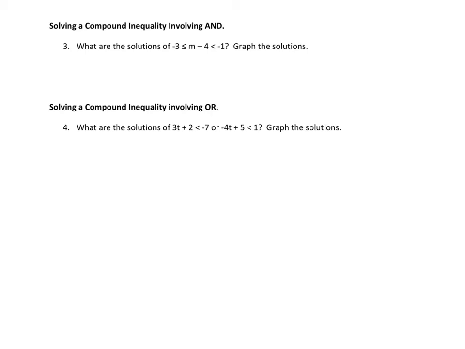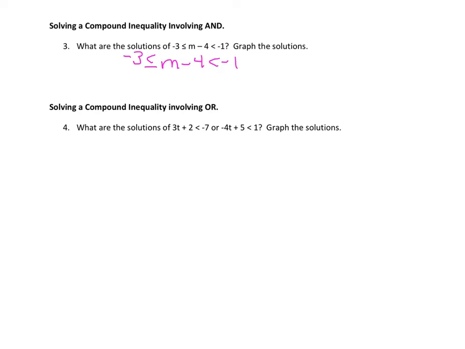Solving a compound inequality involving and. So now we're going to solve these and figure out what numbers m falls between. Again, when it's and, we're going to have that in the middle. We're not going to have two separate ones. Now, when we're going to solve this, it's not that different than solving any other inequality. It's just like solving two separate ones, but we don't have to do it as two separate ones.